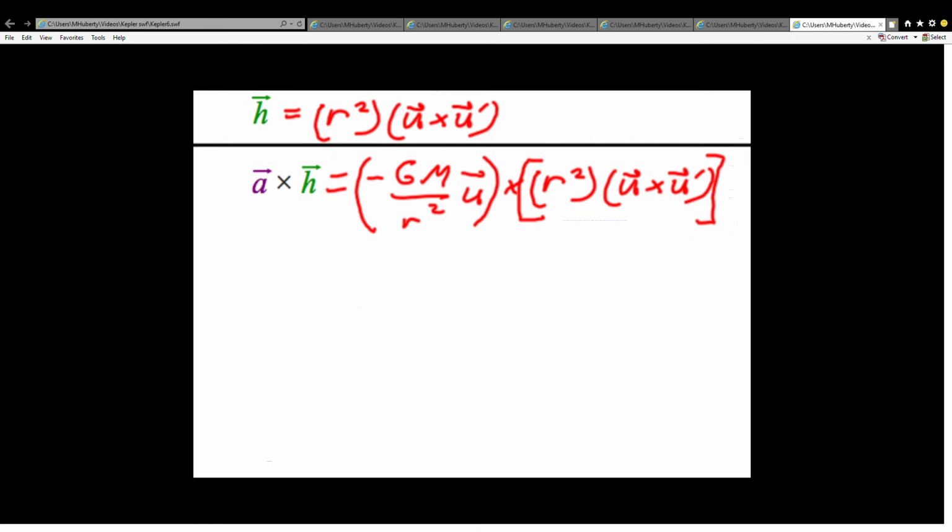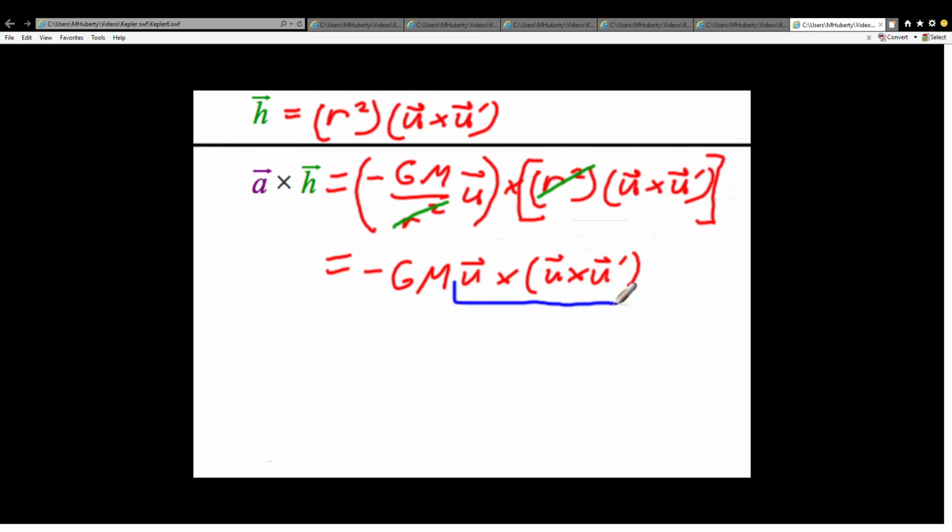So now look at this here. We have R squared and R squared that cancel out. So that's kind of neat. And then we're just left with this negative big GM out front, along with U crossed with, parentheses, U crossed with U prime. All right, so now we're going to try to figure out what this U cross U cross U prime simplifies to.